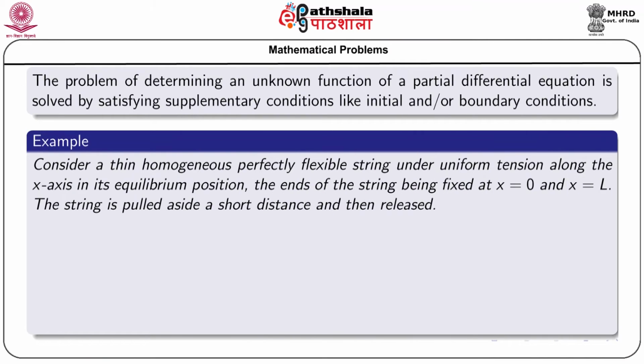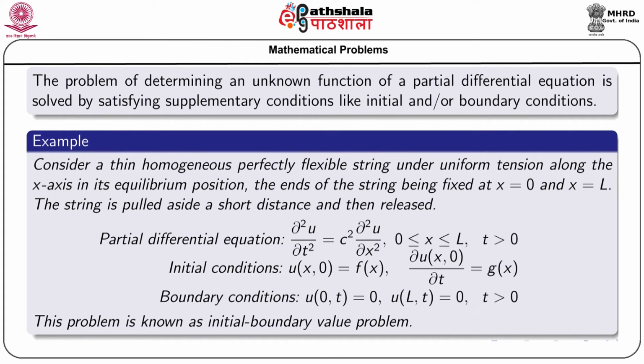Now we shall take one example. This is an example of a physical system where the partial differential equation appears together with some supplementary conditions. Consider a thin homogeneous perfectly flexible string which is under uniform tension along the x axis in its equilibrium position, and the ends of the string are fixed at x equals 0 and x equals L. Now, the string is pulled aside a short distance and then released.